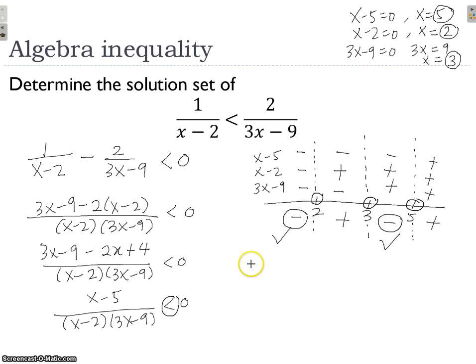So how to write the interval solution? Because this part is less than 2, we will use negative infinity to 2. We don't include the endpoint, so use an open bracket. Another solution will be the union with the interval between 3 and 5, but cannot include the endpoints, so use open brackets as well. So this is the solution set of this algebra inequality.